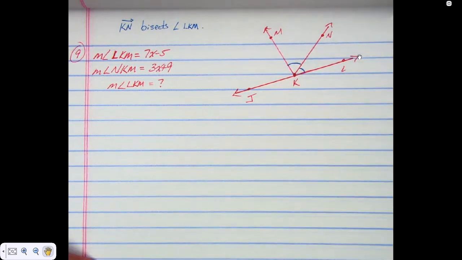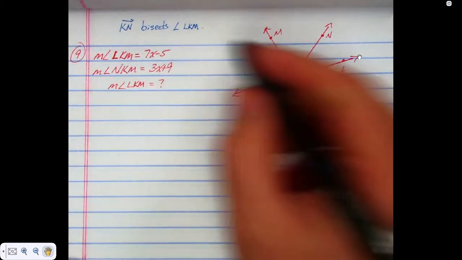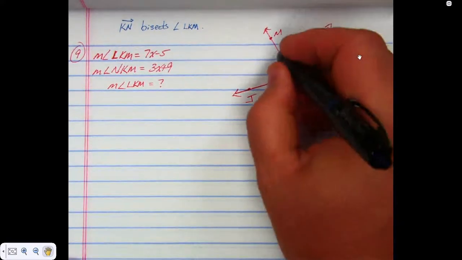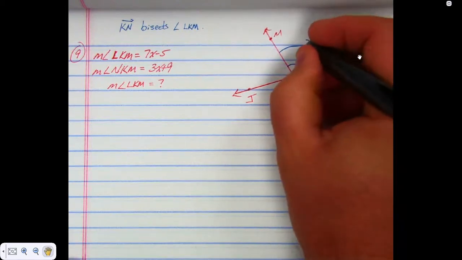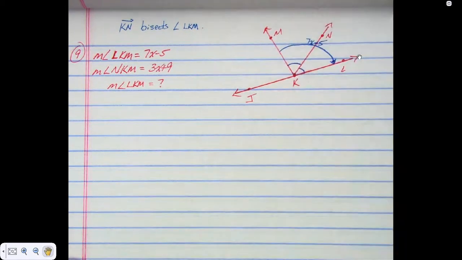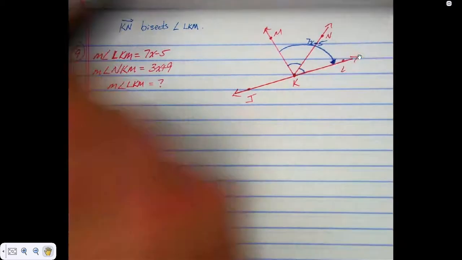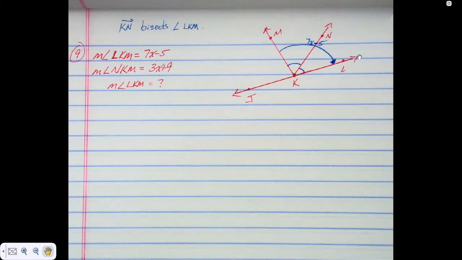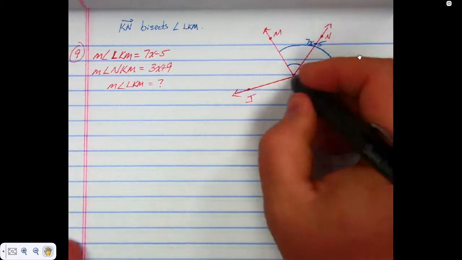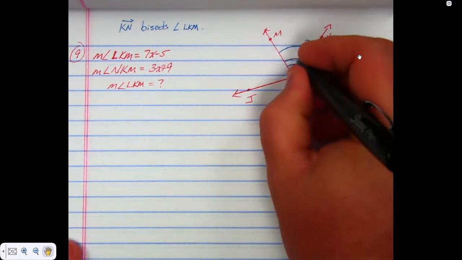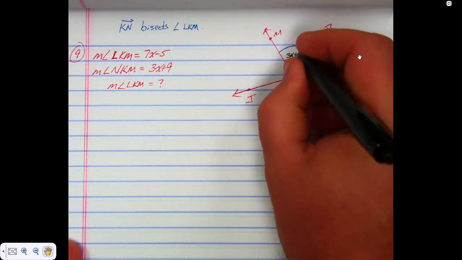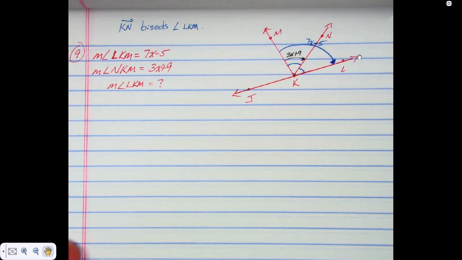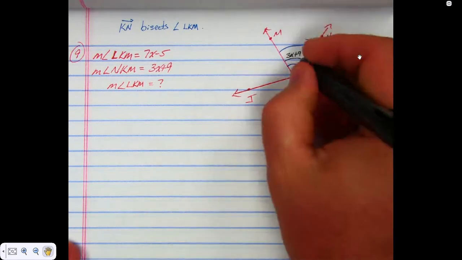Now let's label what's given to us. First thing, they give me something for LKM. That would be the whole thing, would it not? Yes. From here to here, it is 7x minus 5. Everyone agree? Okay. For the next one, for NKM, they give me that from here to here is 3x plus 9.